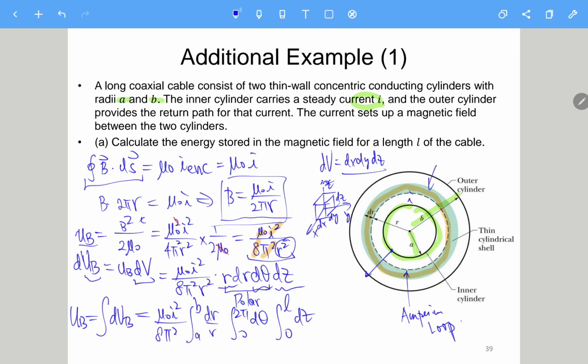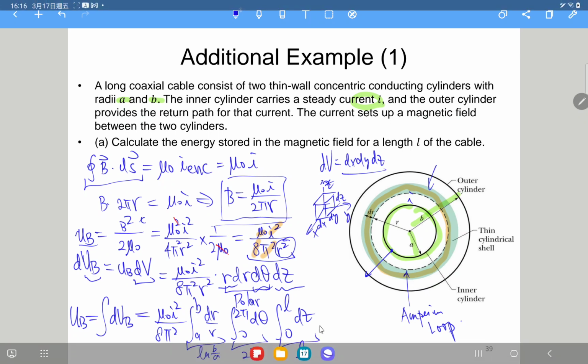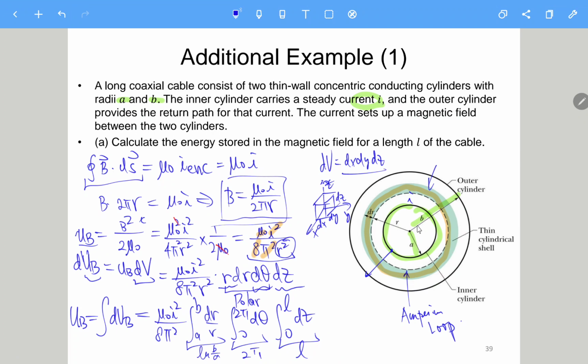Okay, so in that case, this is natural log of b over a, because this is natural log of r, and then we evaluate from a to b. It becomes natural log of b minus natural log of a, which becomes natural log of b over a. And this one is nothing but 2 pi. This is nothing but L. L is the length of the coaxial cable.